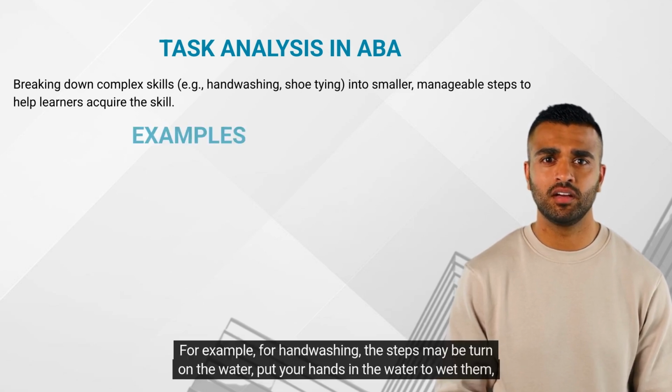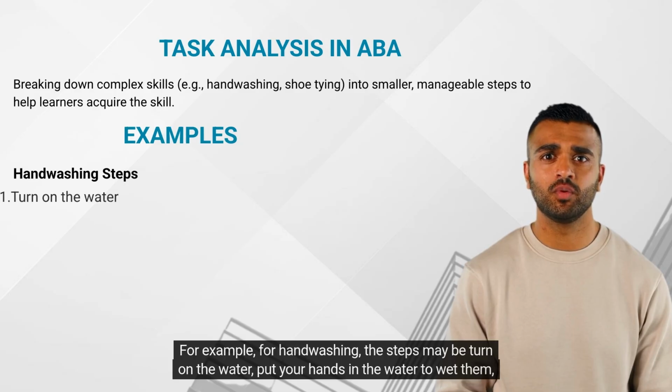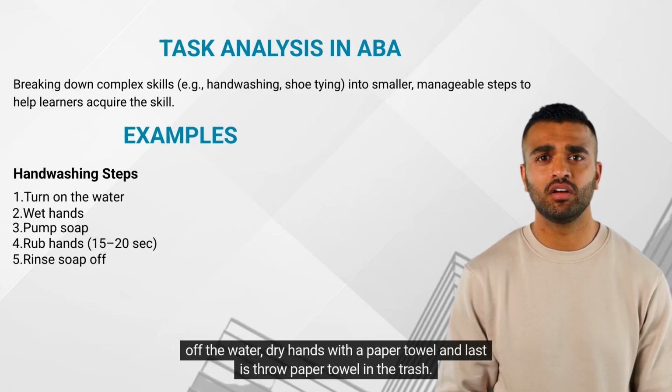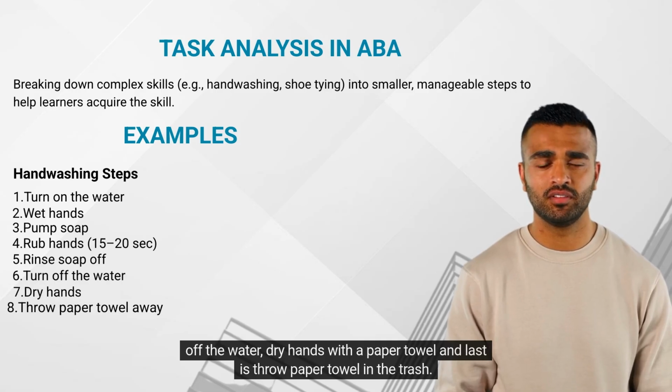For example, for hand washing, the steps may be turn on the water, put your hands in the water to wet them, put a pump of soap in your hands, rub hands together for 15 to 20 seconds, rinse the soap off hands, turn off the water, dry hands with a paper towel, and last is throw paper towel in the trash.